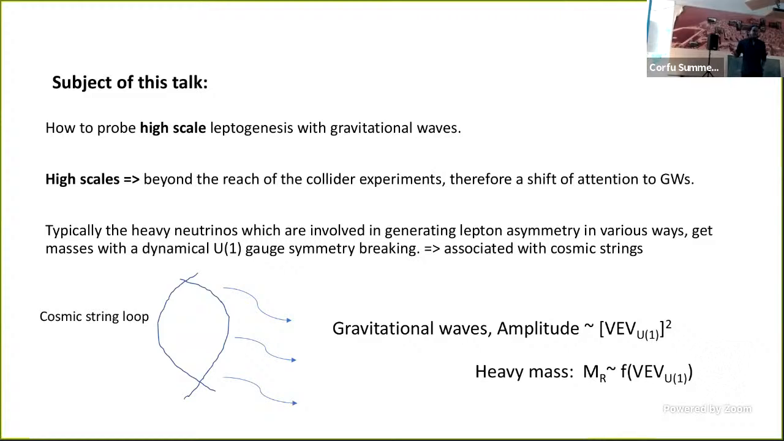The fun fact with cosmic strings is that the amplitude of the gravitational wave you get is typically proportional to the vacuum expectation value of the U(1) scalar you introduce in your theory. So if the symmetry breaking scale increases, the amplitude of the gravitational wave increases, and therefore I think cosmic strings are a very good probe of high scale leptogenesis, which is otherwise not accessible at the colliders. This is the basic idea of the talk, and I've actually been working on this topic since last year.